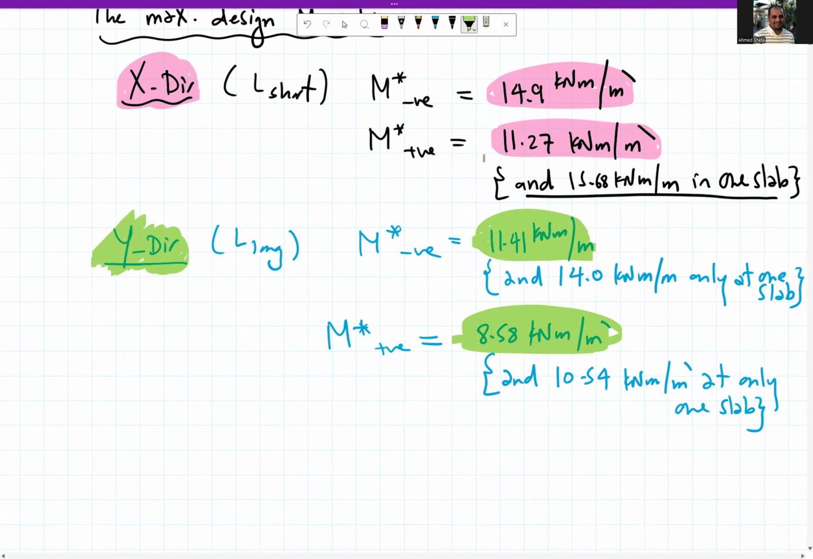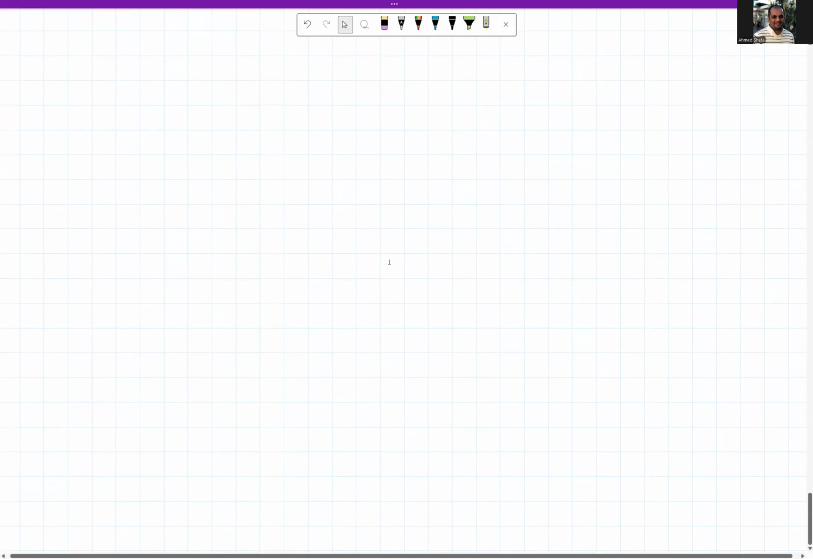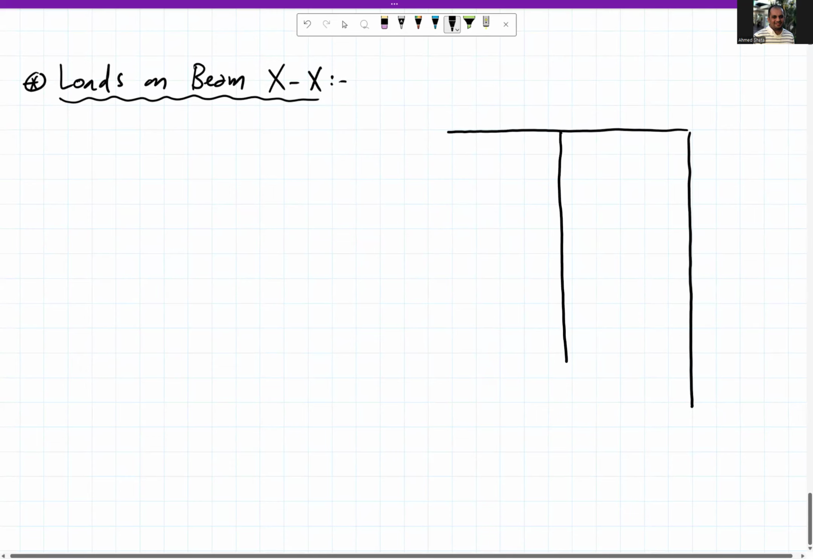And then the second requirement was to find the loads on beam XX. So now if we jump to the second requirement, which is loads on beam XX, if we draw the slab again, this is our slab.